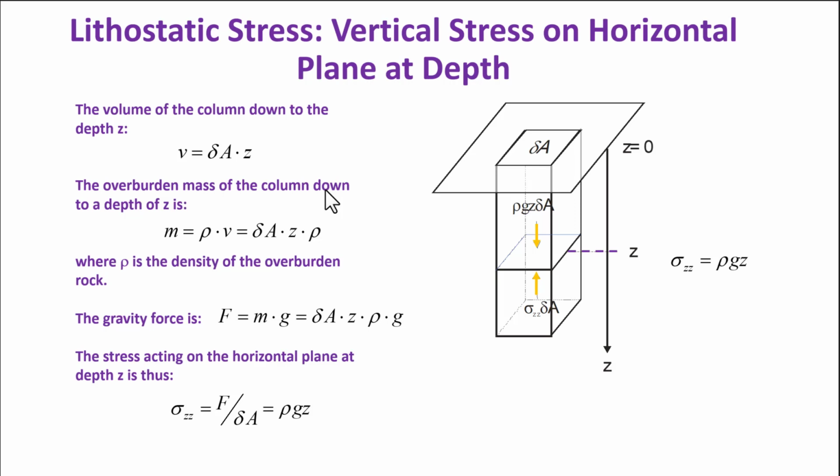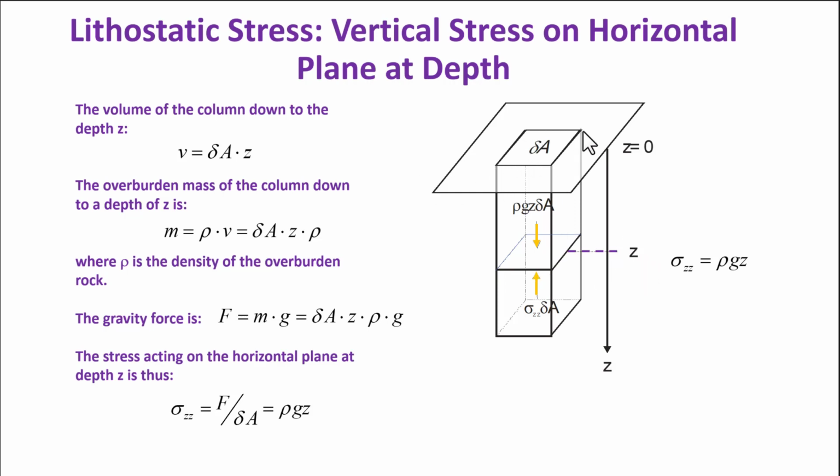Let us now move on to analyze the simple situation of a stress state in Earth's crust. That is, the stress state in Earth's crust in equilibrium with gravity, and there are no other forces acting. That stress state is what we call lithostatic stress. The lithostatic stress asks the question, what's the vertical stress acting on a horizontal plane at depth Z?